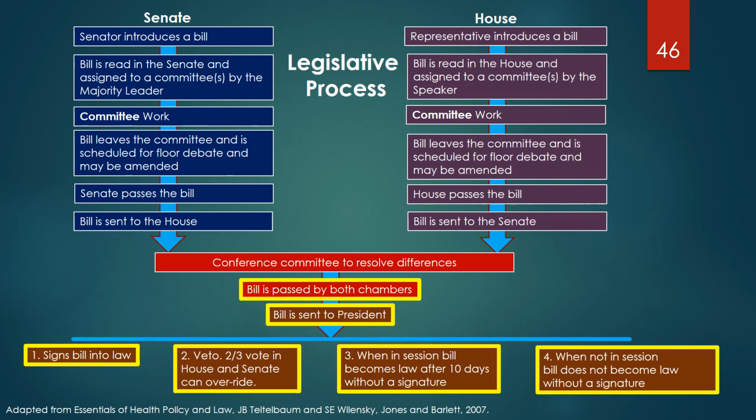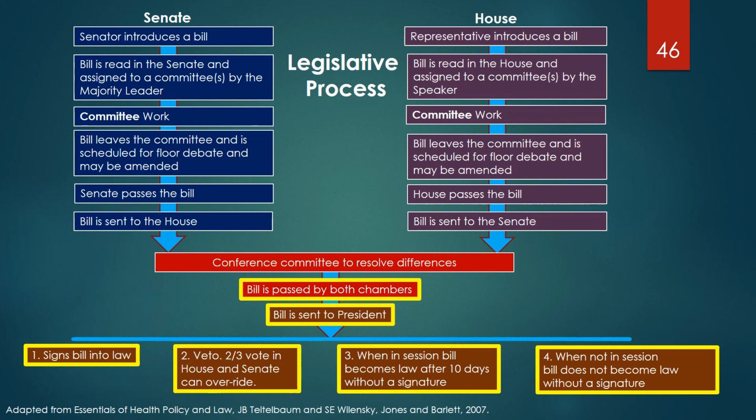If both the House and Senate pass the new version of the bill, it is sent to the President for consideration. At this point, 4 things can happen to the bill. 1, the President may sign the bill into law. 2, the President may veto the bill. A presidential veto can be overridden by a 2/3 vote by both the House and the Senate.